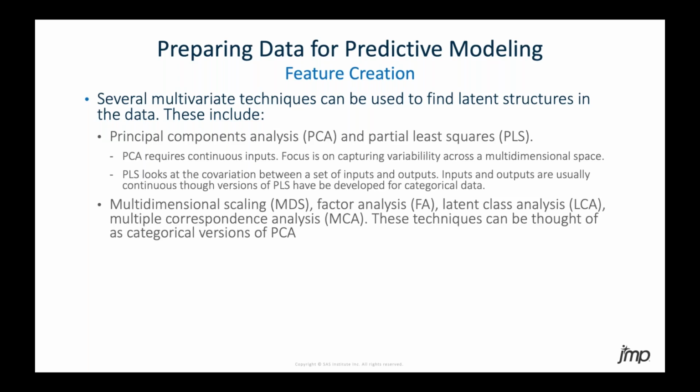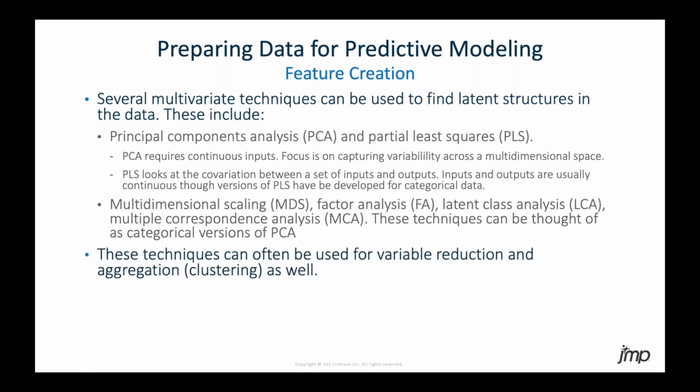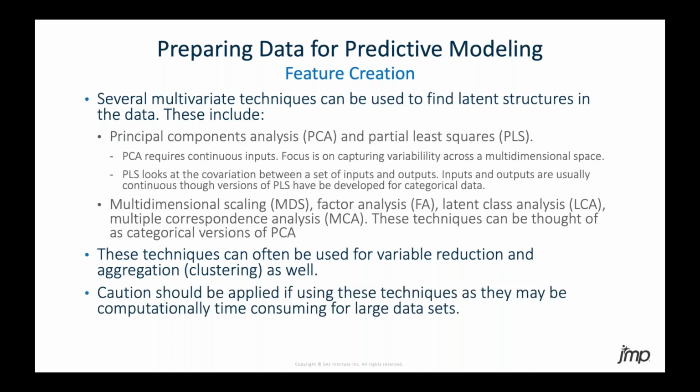And again, here the idea is that the fewer columns in the data set that I have, the more computationally efficient my modeling problem is going to be. So I list some of the categorical approaches. And again, variable reduction and aggregation, often they can be used together. Computationally difficult, it can be very time consuming.